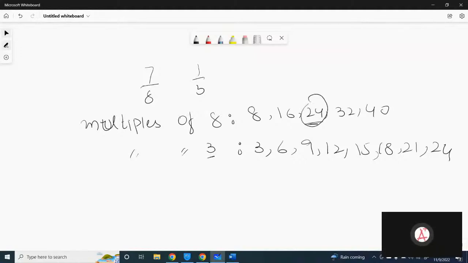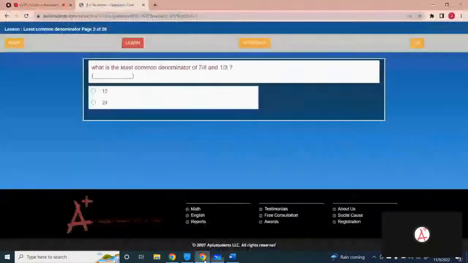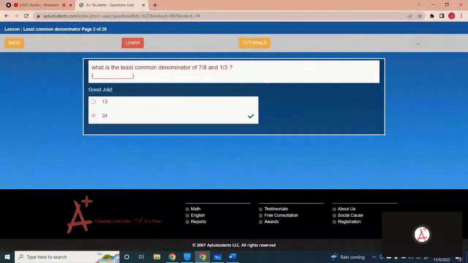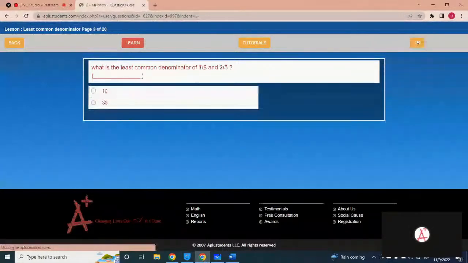So the least number that is common between both the denominators is 24. Got it? So the least common denominator is 24. Got it, everyone? No one is answering. Is there any problem? Please write the question if you have any problem, any confusion.